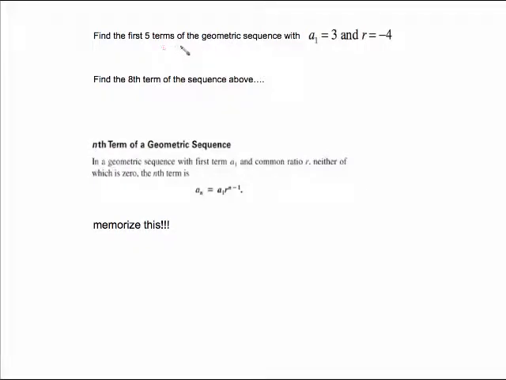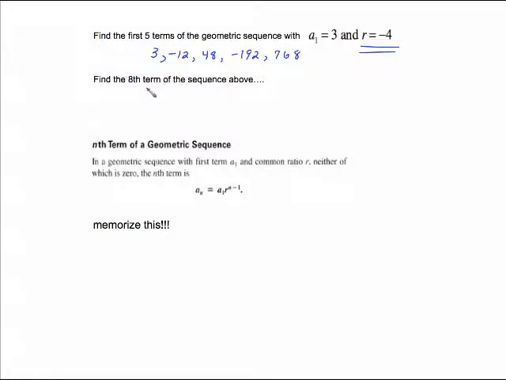You're asked to find the first 5 terms of this geometric sequence with this information. a sub 1 is 3, and the common ratio is -4. That means multiply 3 by -4, which gives me -12. Multiply by -4 again gives me +48. Multiply by -4 again, -192. Multiply by -4 again, and we end up with 768. So that's just simple arithmetic using your calculator, starting with a1 and multiplying successively by the common ratio.